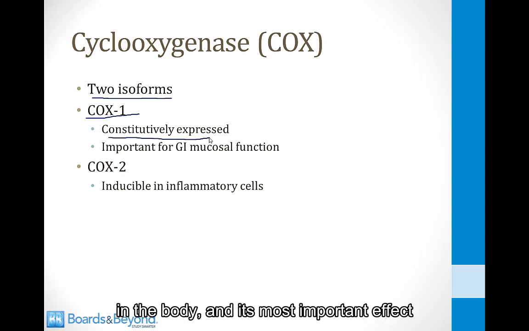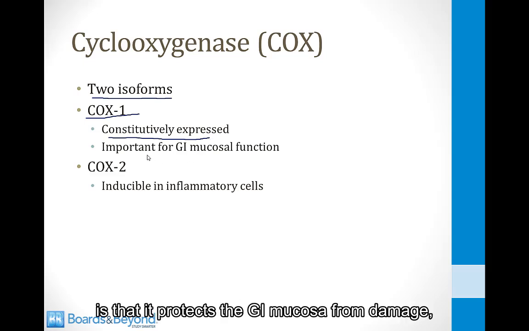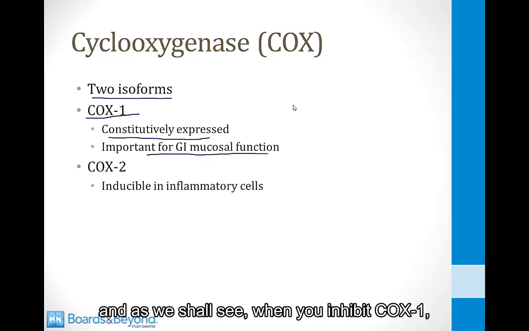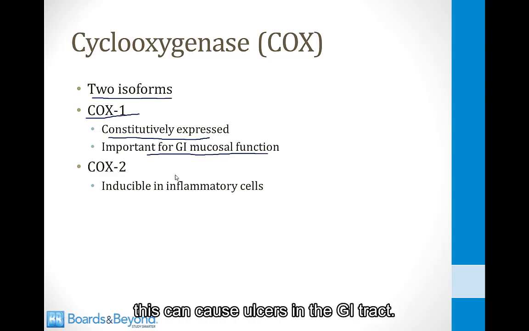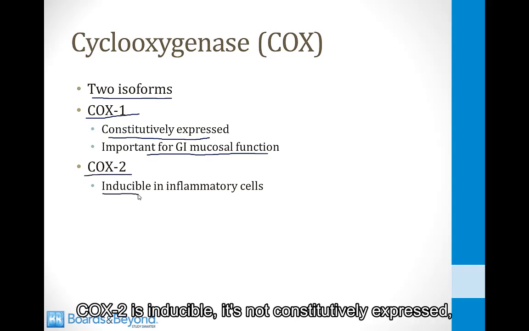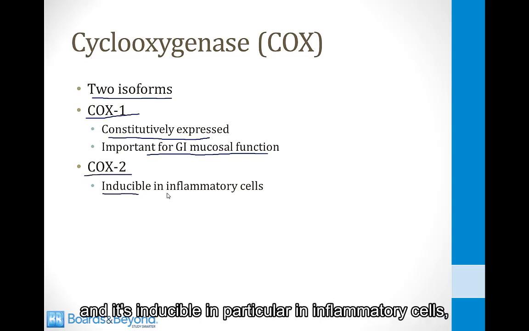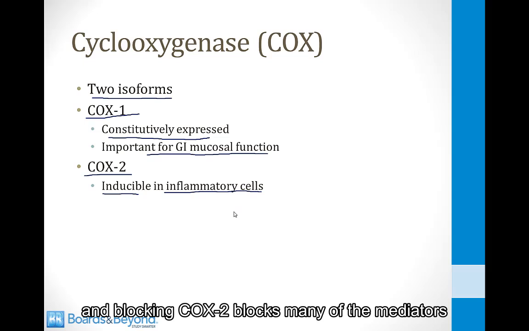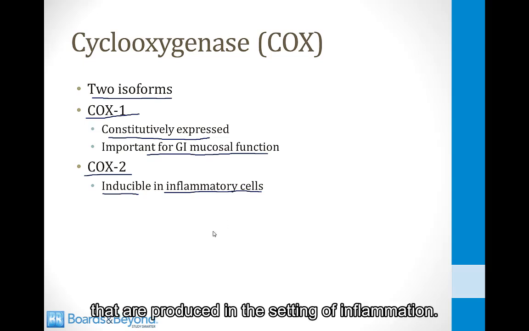body, and its most important effect is that it protects the GI mucosa from damage. And as we shall see, when you inhibit COX-1, this can cause ulcers in the GI tract. COX-2 is inducible. It's not constitutively expressed, and it's inducible in particular in inflammatory cells, and blocking COX-2 blocks many of the mediators that are produced in the setting of inflammation.